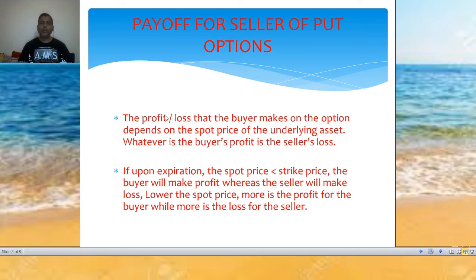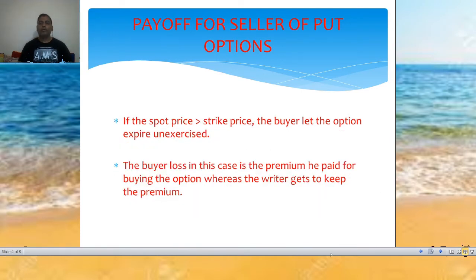So if upon expiration the spot price trades below the strike price, the buyer will make the profit whereas the seller will make the loss. Lower the spot price, more is the profit for the buyer, while more is the loss for the seller. But if at the time of expiry, the spot price exceeds the strike price, the buyer will let the option expire worthless. That means he will not exercise his option. And in that case, the seller will get to keep the full premium.